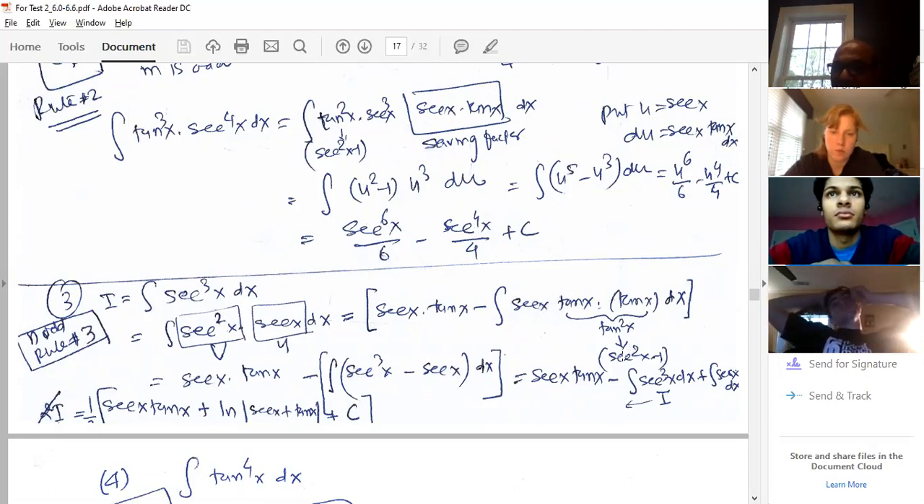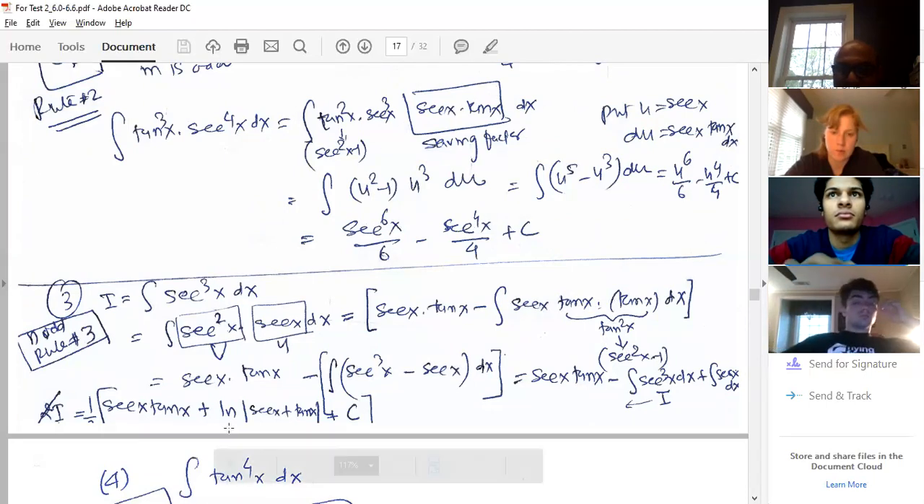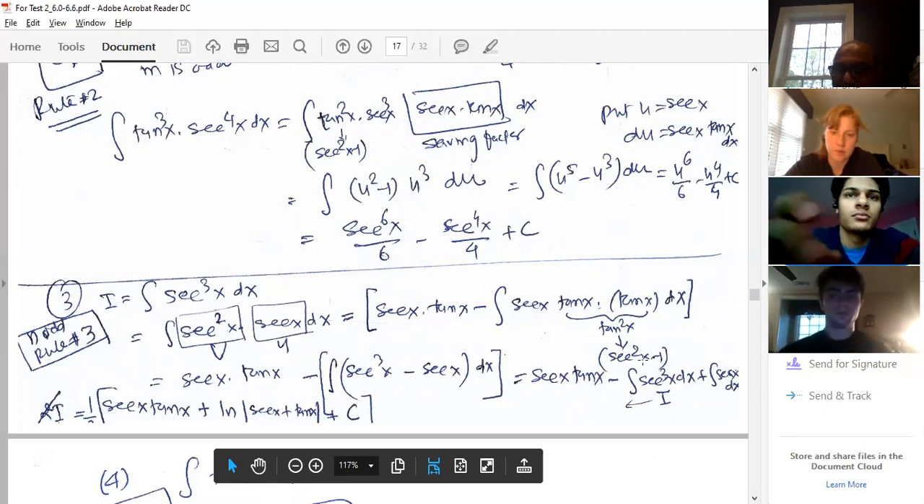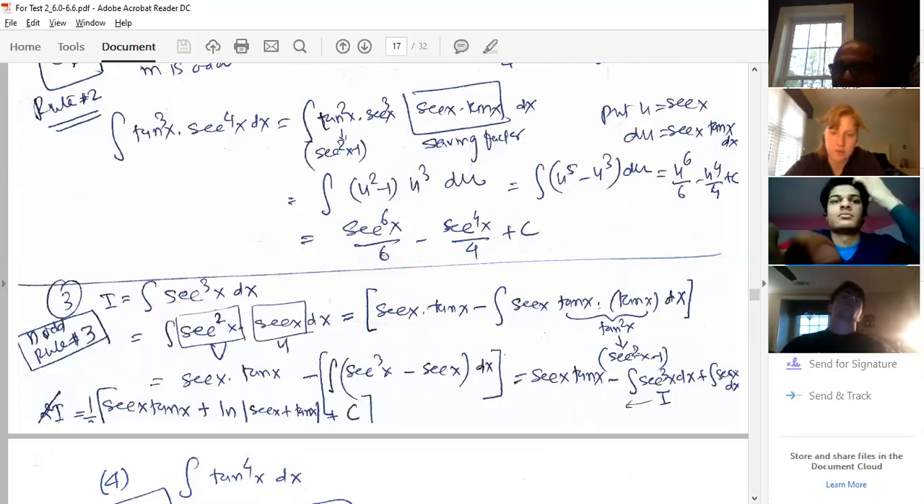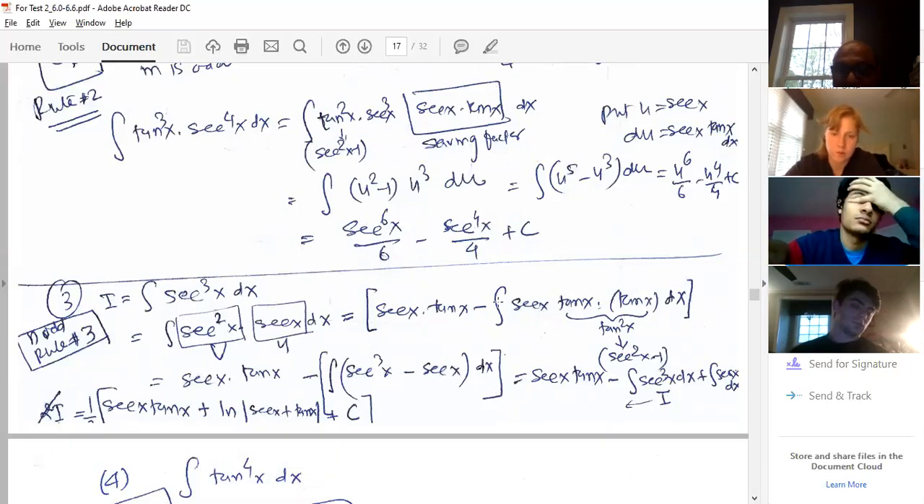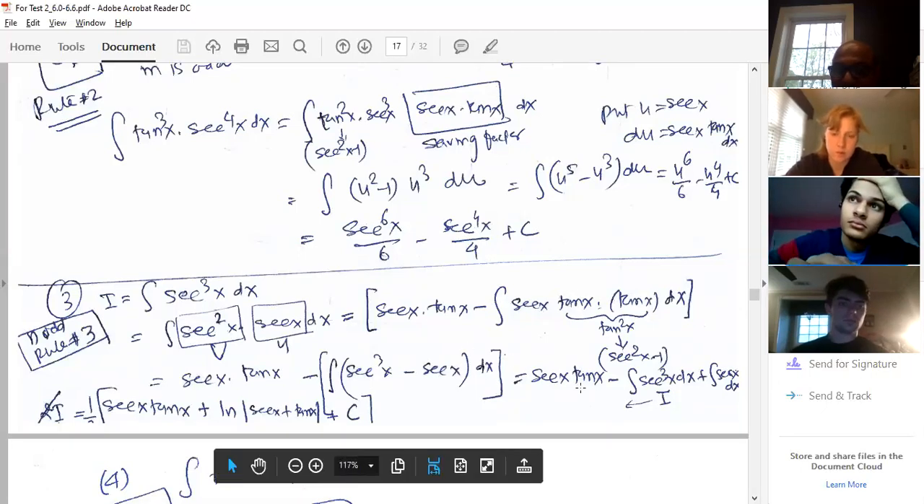Tangent square x can be written as secant square x minus 1, so finally I'm getting over here secant x tangent x minus the integral, where this secant x is multiplied with this bracket. So secant and secant square is secant cube x, and secant minus 1 is secant x, like this. And don't forget this integral sign. That means I'm converting my function like this. Look at over here, guys. Secant x tangent x minus integral of secant cube x dx plus this one. But secant cube x is the example from where I started.